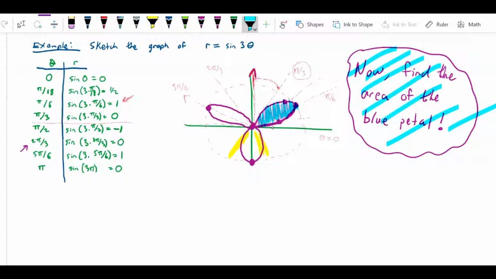And even though I haven't drawn it that way, all three of the petals actually have the same area. So if we found the area of one, we would find the area of the others also. We just want to find the area of one petal. So the key here is to understand how we interpret some of the earlier results.